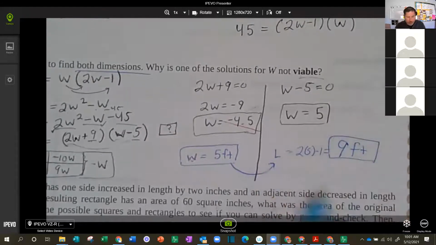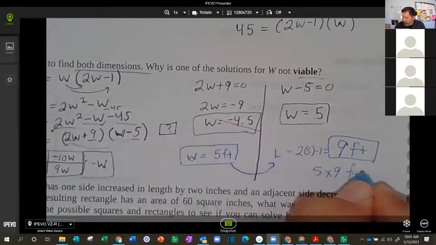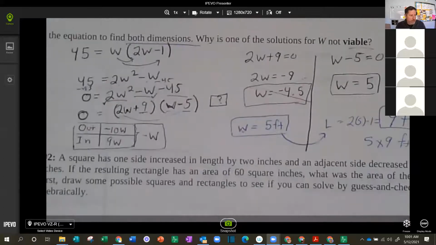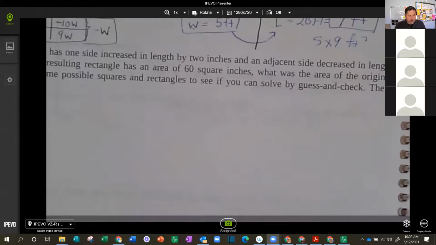So we have both dimensions. It's a 5 by 9 foot, we say in construction. And we often say square feet if we write it like that, but we can say 5 by 9 foot, it's fine. Okay, any questions on the first one? Now let's move on to the next one.